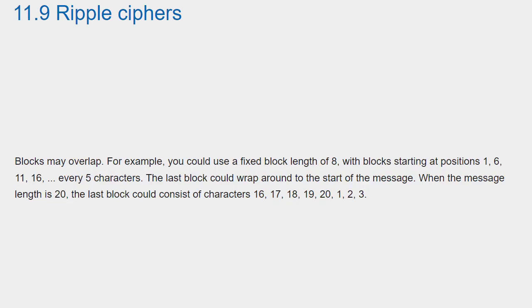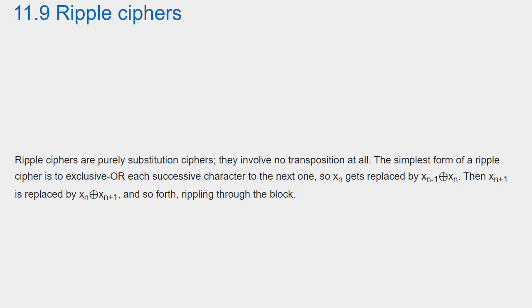Blocks may overlap. For example, you could use a fixed block length of 8, with blocks starting at positions 1, 6, 11, 16, every 5 characters. The last block could wrap around to the start of the message. When the message length is 20, the last block could consist of characters 16, 17, 18, 19, 20, 1, 2, 3. Ripple ciphers are purely substitution ciphers. They involve no transposition at all.